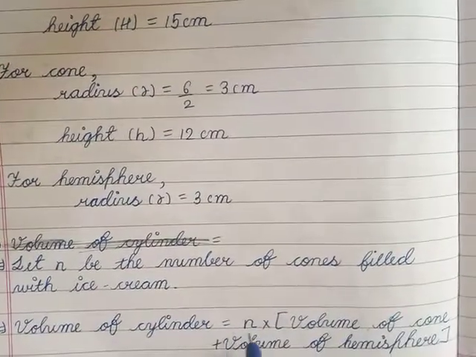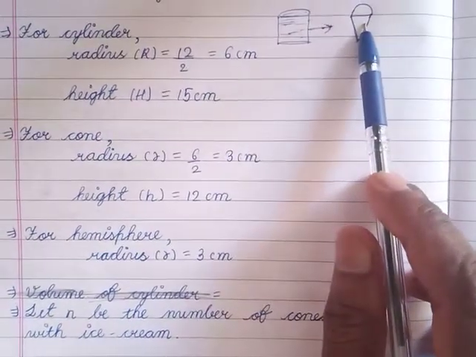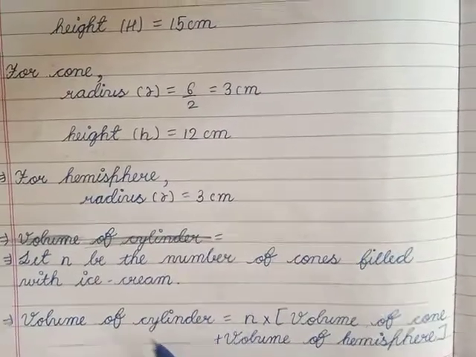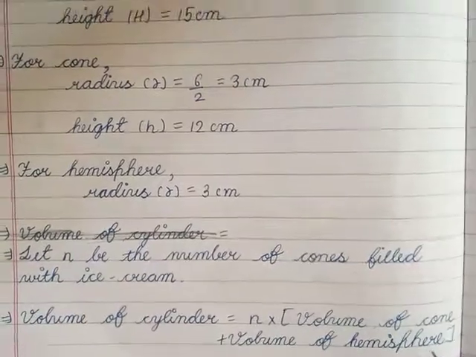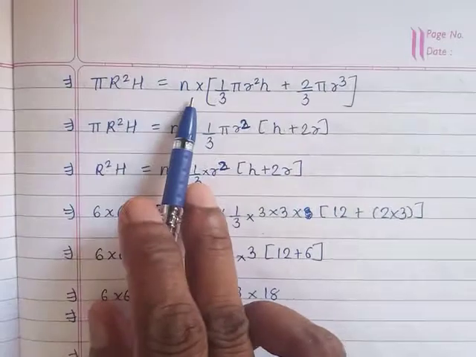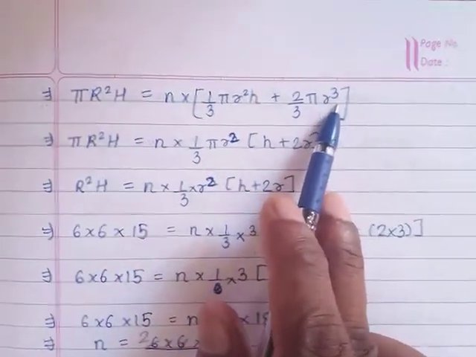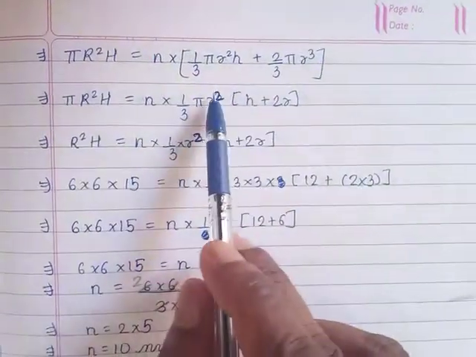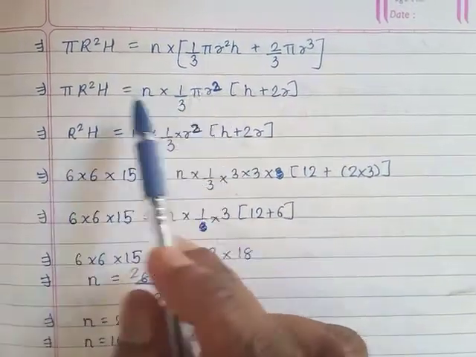So volume of cylinder will be equal to n into the volume of such cones. So volume of cylinder is equal to n into volume of cone plus the volume of hemispherical top. Volume of cylinder is pi r square h, n into 1 by 3 pi r square h plus 2 by 3 pi r cube. This is the volume of hemisphere. If you take 1 by 3 pi r square common, h plus 2r will be inside. Here pi and pi will cancel out.